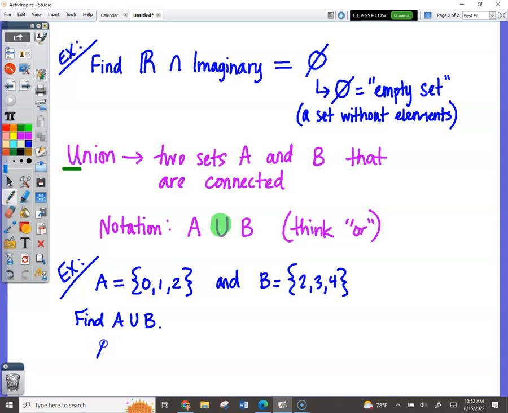So the answer would be that A union B would be, and I'm reading, 0, 1, 2, I've covered A now. I've already hit 2 over here from A. I'm not going to write it again. Then 3, then 4. Make note that you don't repeat elements.